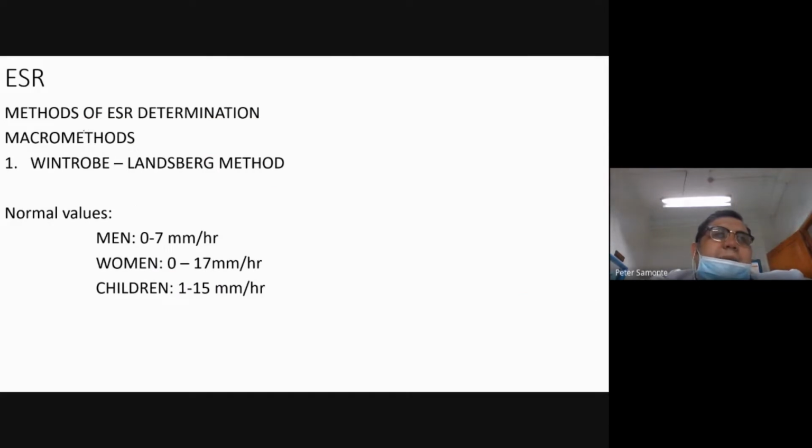Now, there are different methods for your ESR determination. Let's start with the macro method. Now, like your hematocrit method, you would be using your Wintrobe-Landsberg method. The normal value for this for men is 0 to 7 millimeter per hour. For women, it is 0 to 17 millimeter per hour, while for children, it is 1 to 15 millimeter per hour.